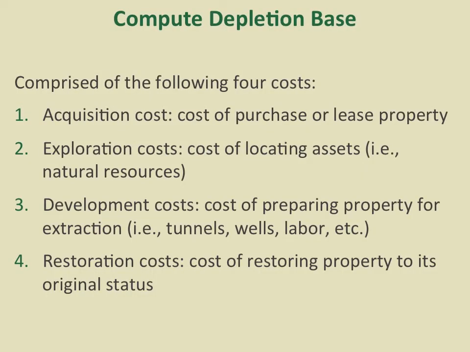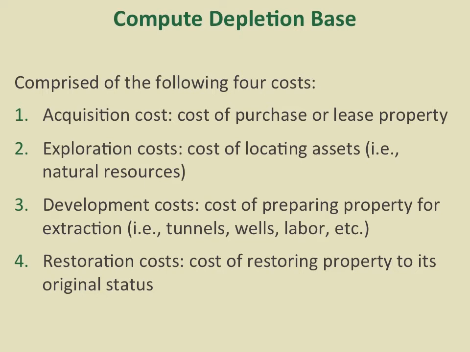In terms of how to calculate depletion basis, the depletion base is comprised of the following 4 costs. Number 1, acquisition cost. This is the historical acquisition cost of the purchased or leased property which we found in natural resources, potentially. Second one is the exploration cost. This is the cost of locating those natural resources. But most of the time, this part of cost actually will be expensed when it occurs during the exploration.